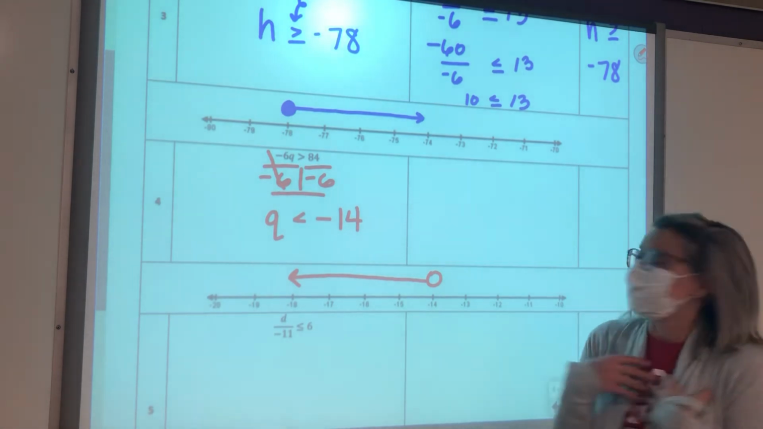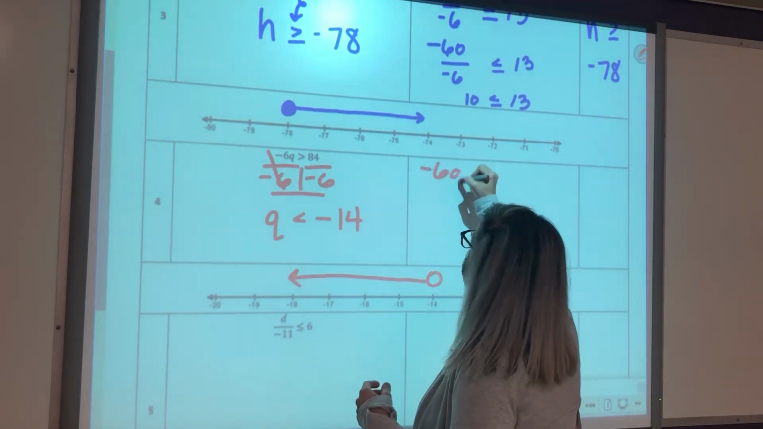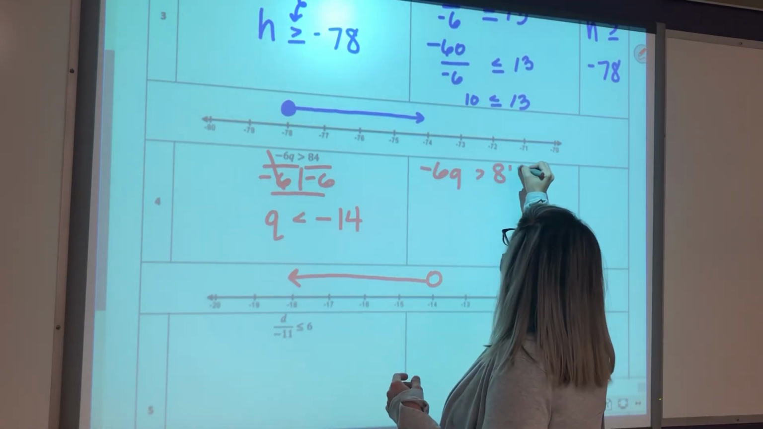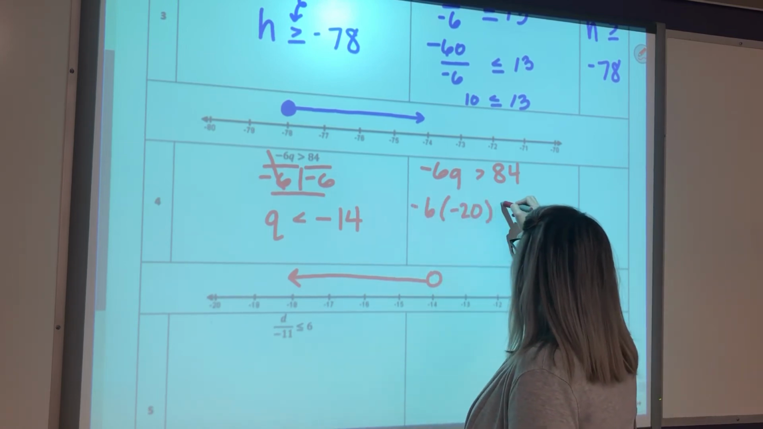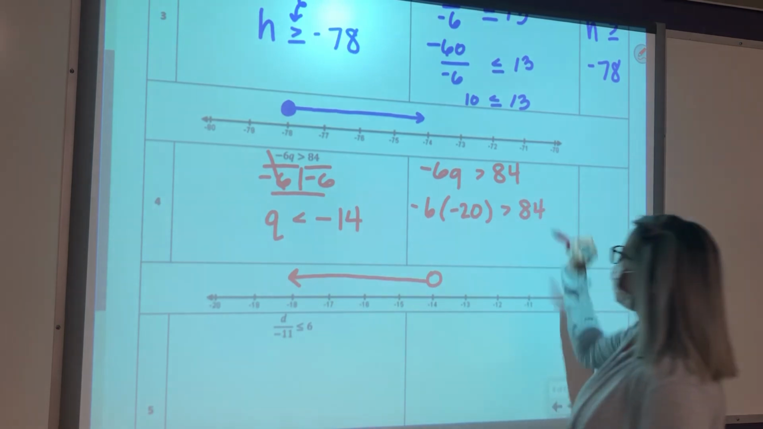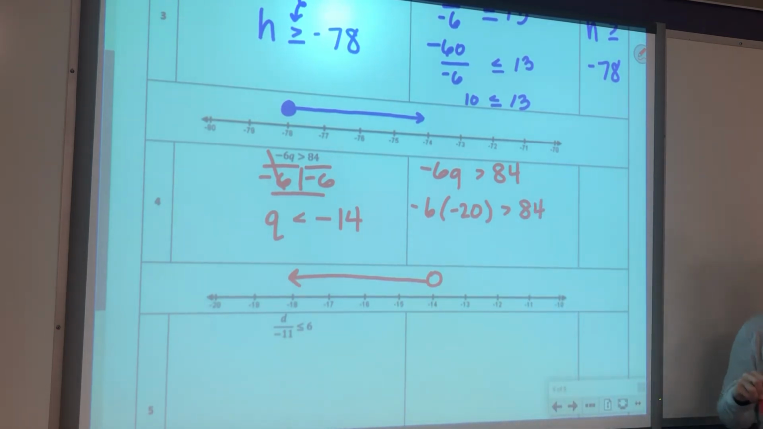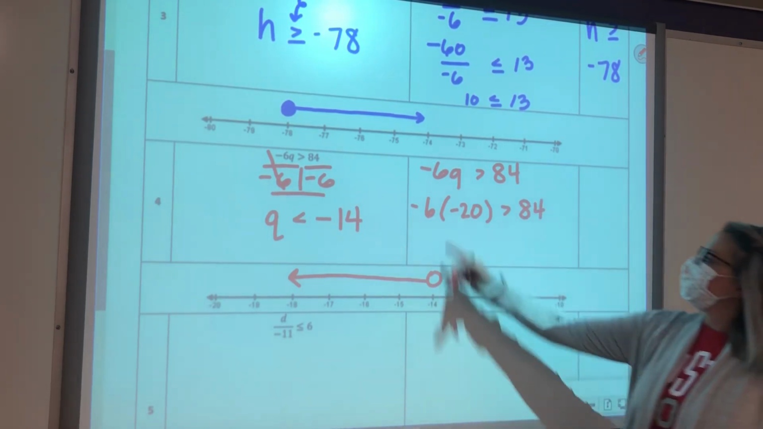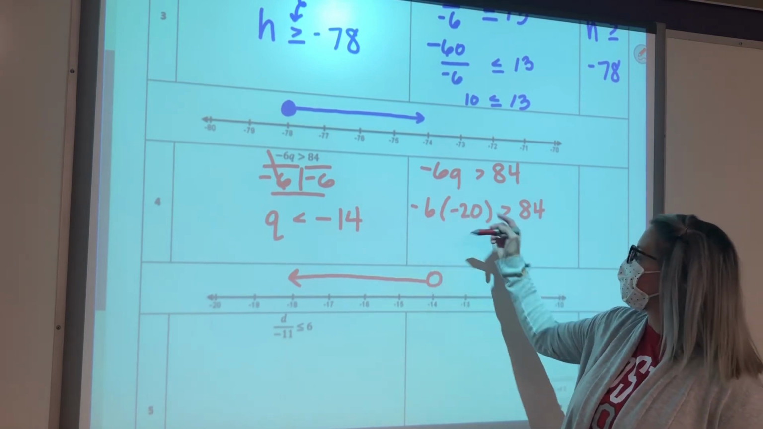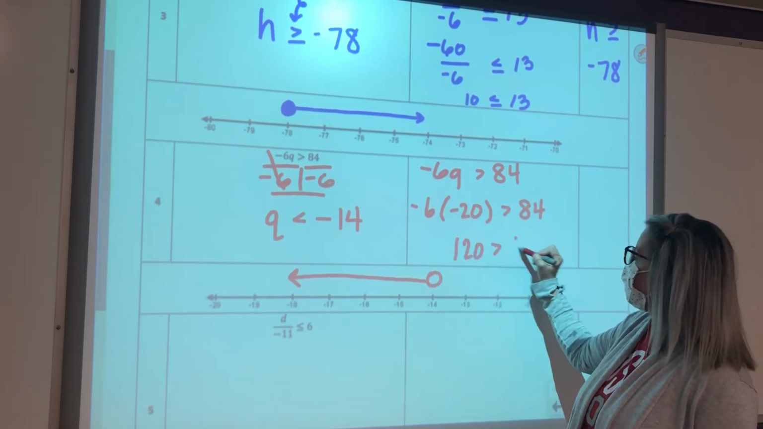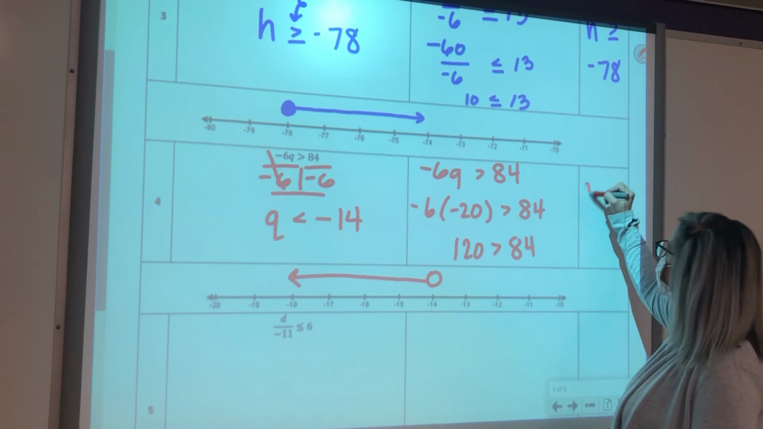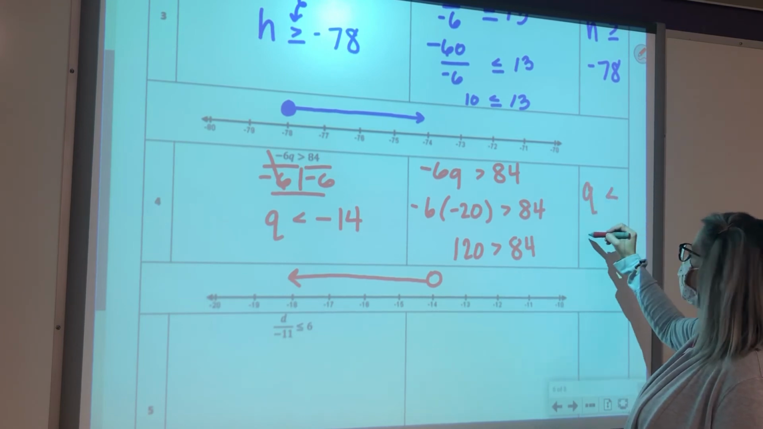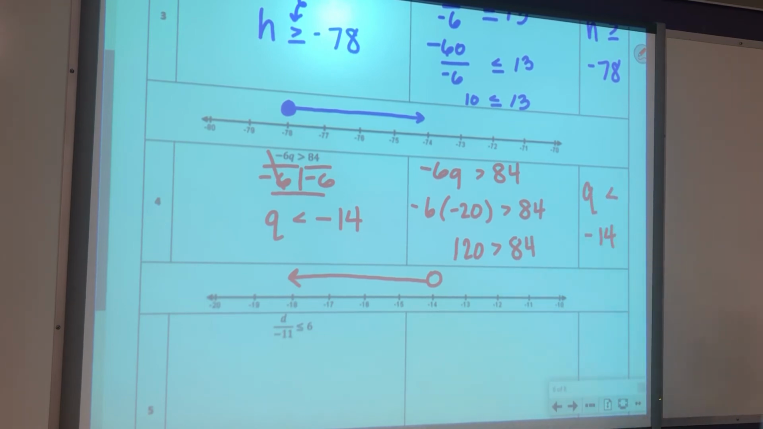So I'm going to use negative 20. Negative 6q greater than 84. Do you have to use negative 20? No, there's a million other numbers you could use. Negative times negative is a positive. 6 times 20 is 120. Is 120 greater than 84? Yes. So my solution is q is less than negative 14.